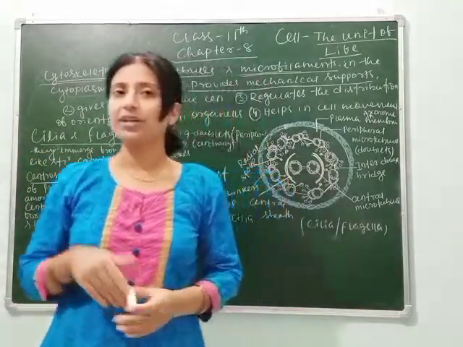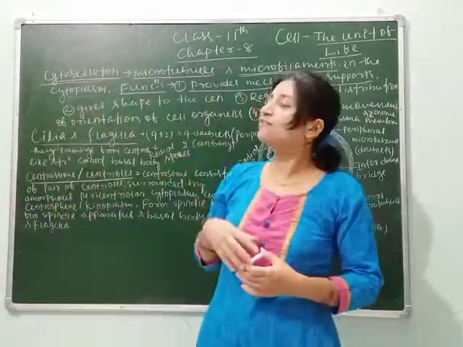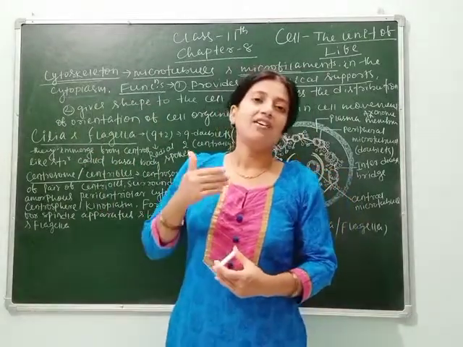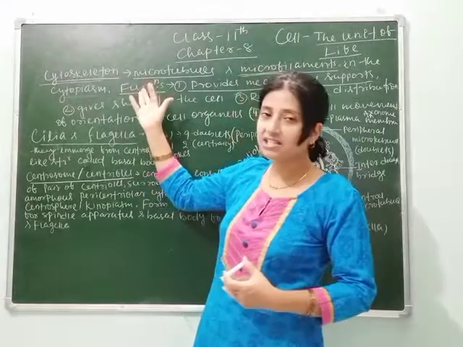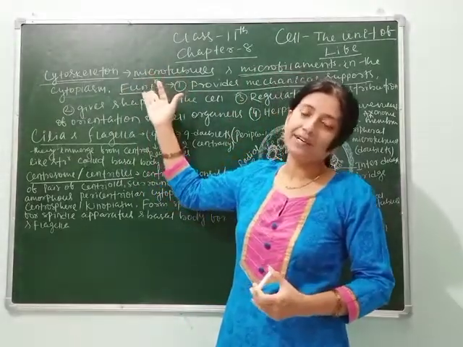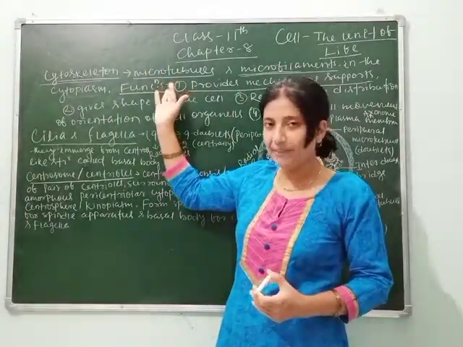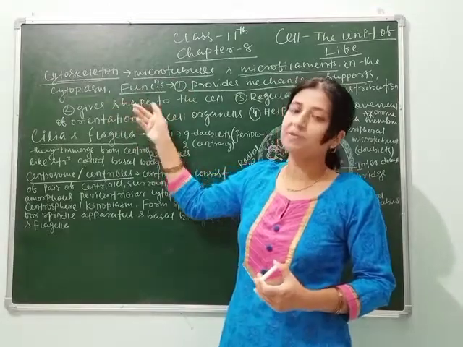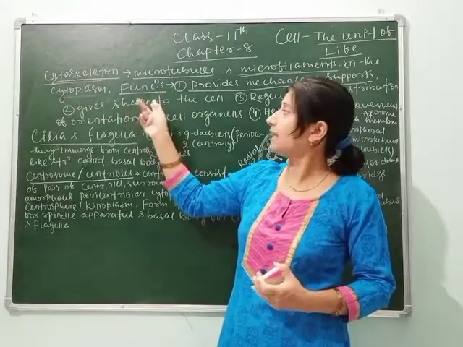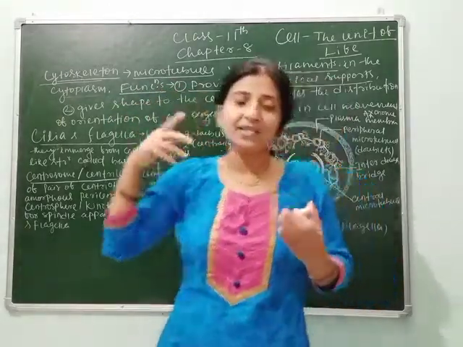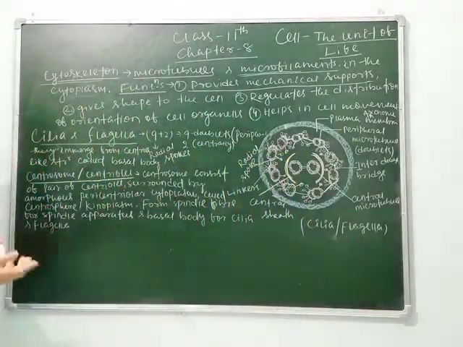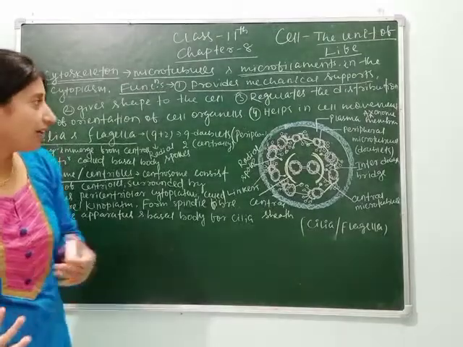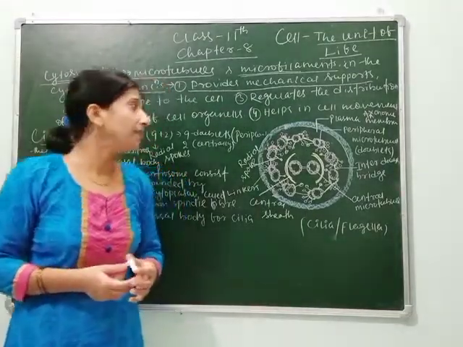If the question comes, what is the function of cytoskeleton and what does it consist of, then you can write that it consists of an elaborate network of microtubules and filaments, and it has various functions for the cell, like providing mechanical support, giving shape to the cell, regulating the distribution and orientation of cell organelles, and helping in cell movement.